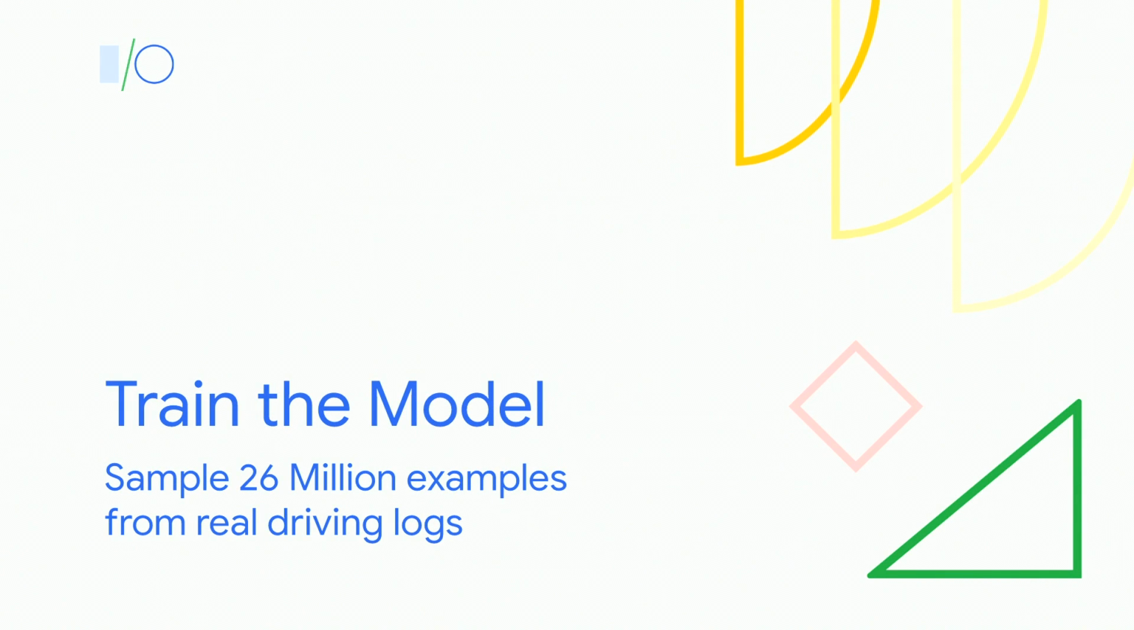Now, once we have this model, we generate our training data by sampling 26 million examples from lots of our driving logs, and then we train the model.